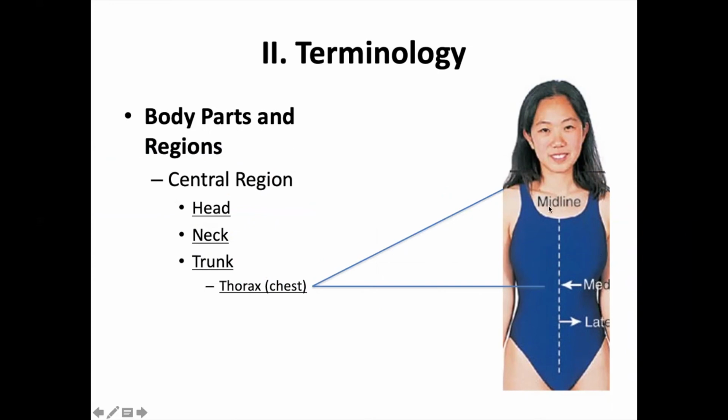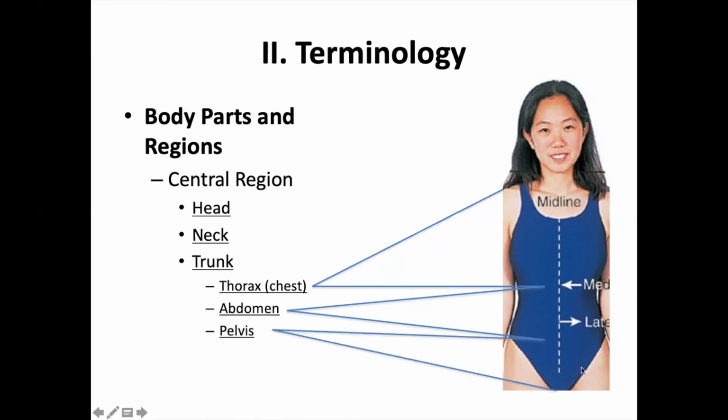Your thorax, which is your chest area. Your abdomen, which is your belly area. You probably heard the word abs, the muscles in your belly area, right? Abdominal muscles are in your abdomen. And then your pelvis, which is your hip area.